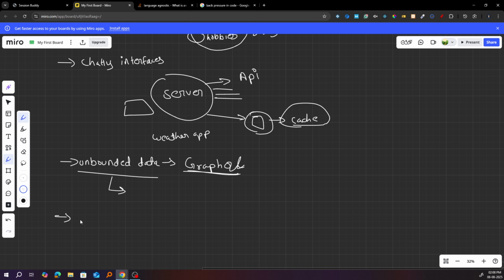Now what else? Inefficient algorithms. What are inefficient algorithms? This occurs when a system uses an algorithm that is not well suited to the task at hand, leading to increased resource usage and reduced performance.